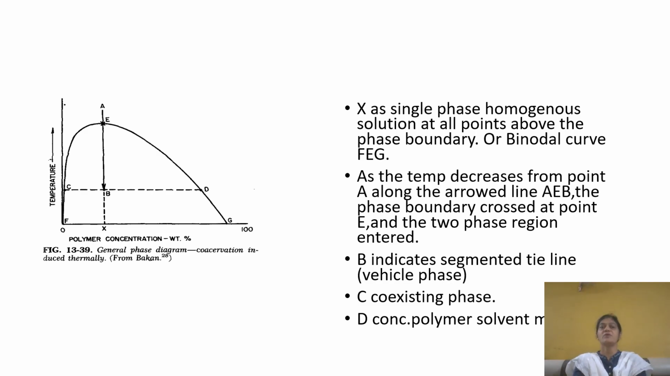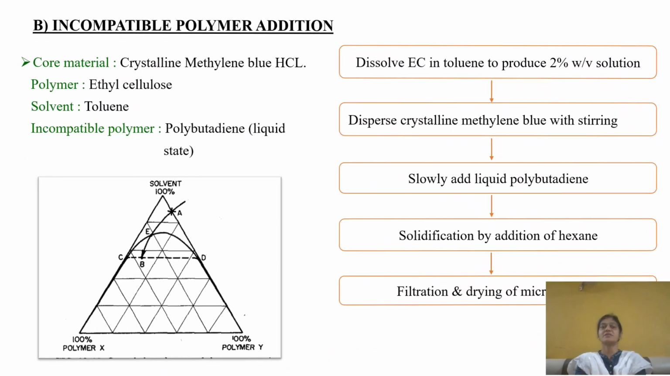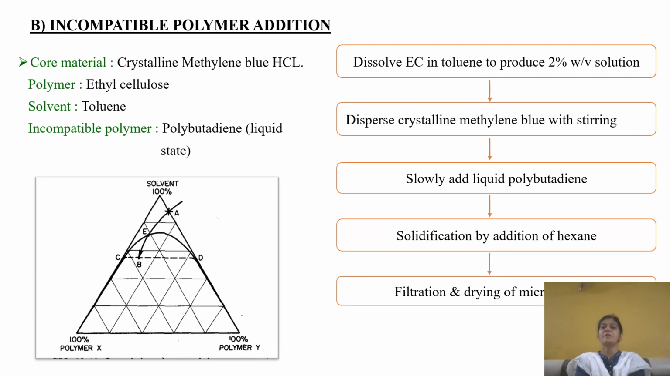Now let's see about the second method, incompatible polymer addition. Core material, crystalline methylene blue hydrochloride, let's take. Then polymer, ethyl cellulose, solvent is toluene. And incompatible polymer, here we are adding polybutadiene, that is in liquid state.